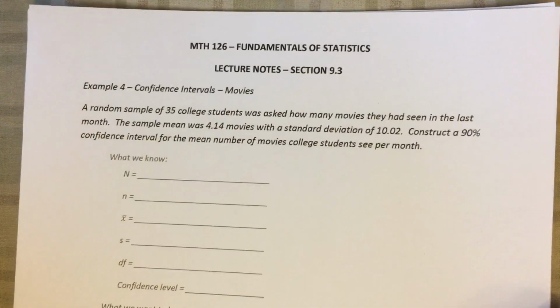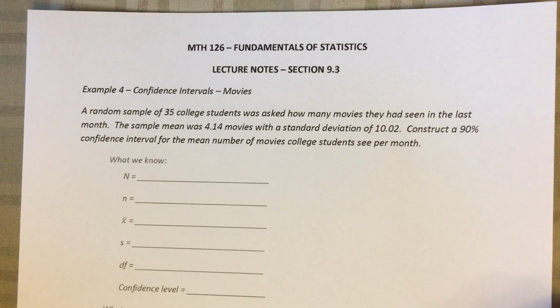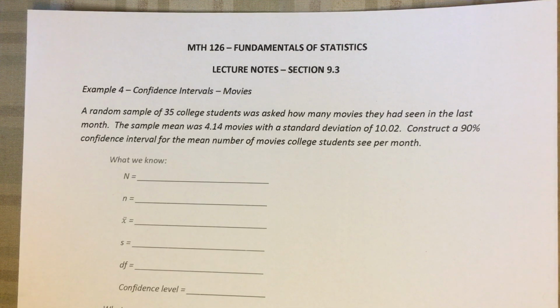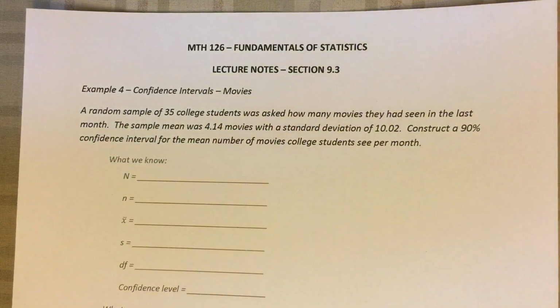All right, so we'll work through one more problem from beginning to end, and then answer a couple of questions about that as well. A random sample of 35 college students was asked how many movies they had seen in the last month. The sample mean was 4.14 movies with a standard deviation of 10.02. Construct a 90% confidence interval for the mean number of movies college students see per month.